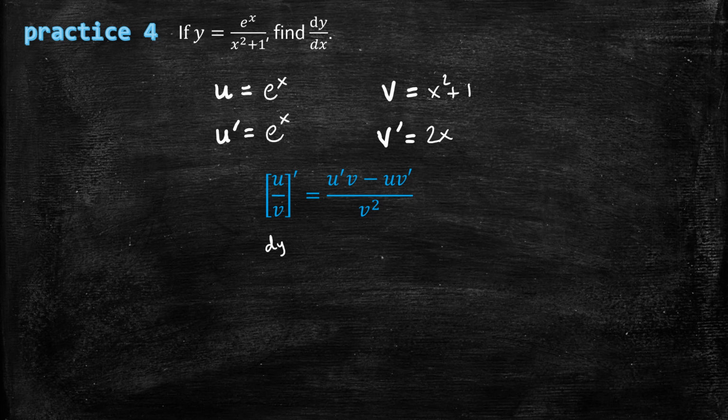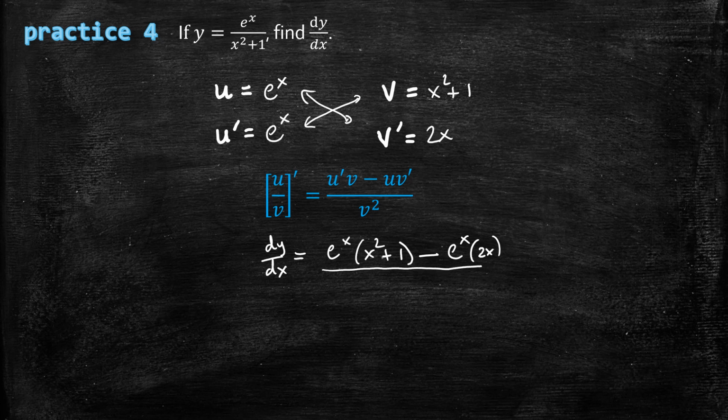And this is what the quotient rule says. So dy by dx will equal u prime v. So once again, it's that diagonal. So e to the x times x squared plus 1 minus, don't forget that minus, e to the x times 2x, all over v squared, which is x squared plus 1 squared.